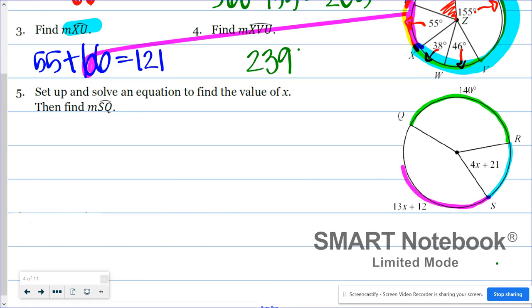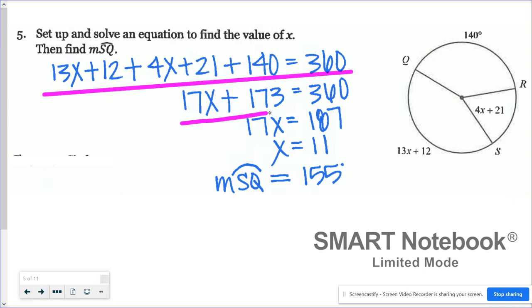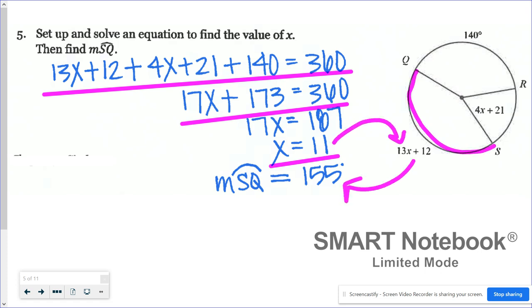If I add all three of those arcs together, I'm going to get 360 degrees. I've already done this math to save us some time. That's me adding all three arcs equal to 360, simplifying, and solving for x. I got that x is 11. Then they wanted me to find SQ. SQ is the arc given by 13x plus 12. So plug 11 in for x, calculate, and that's how I got 155.